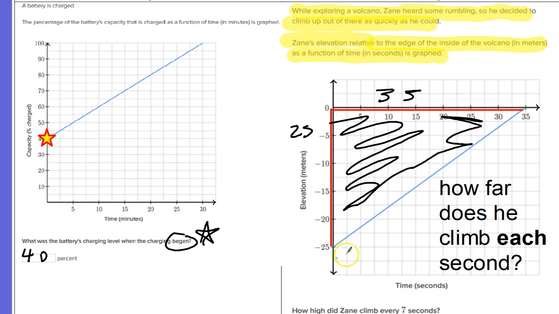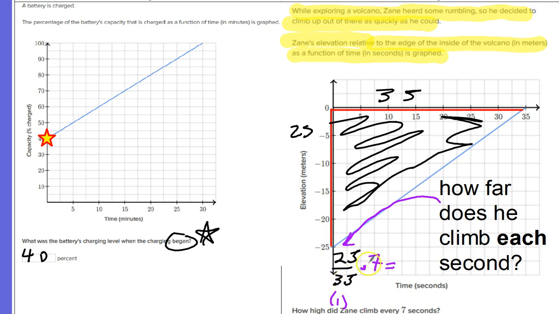So the rise over the run is 25 over 35. And that's each 1 second. You can simplify that. It simplifies to 5 over 7. So the important thing is that this is per 1 second. So each one of these goes by 1. And so for 7 seconds, you would want to multiply that times 7. So this is how much for 1 second, each second, times 7 seconds gives me how far he's going to climb in 7 seconds.